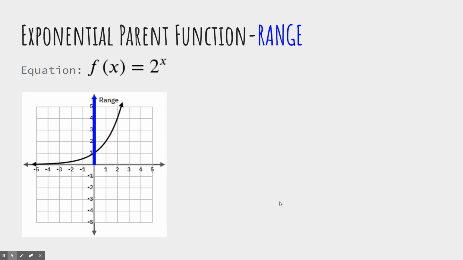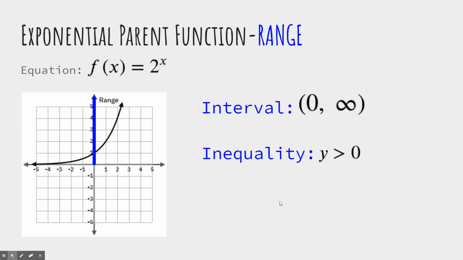Now to look at the range in the interval notation, it is 0 to infinity. And in inequality notation, it's y is greater than 0. It is not equal to 0. And set builder is going to be y such that y is greater than 0.